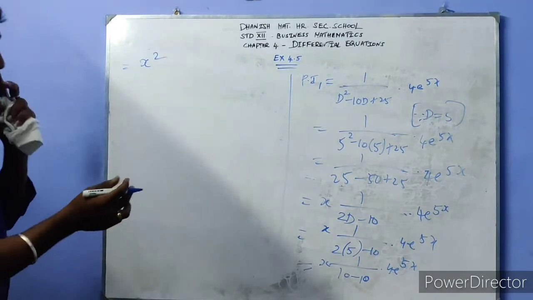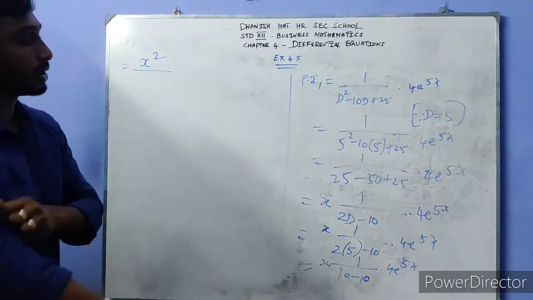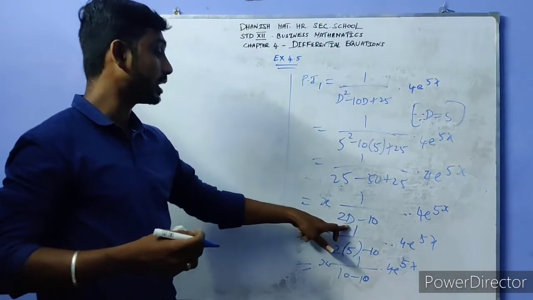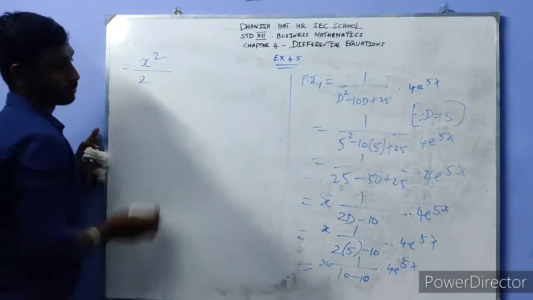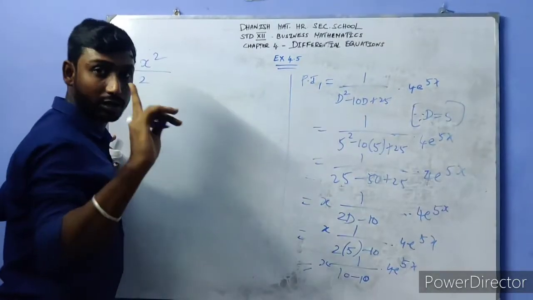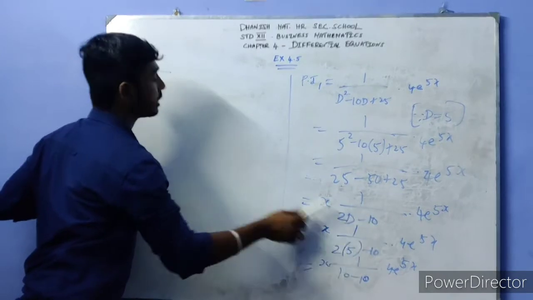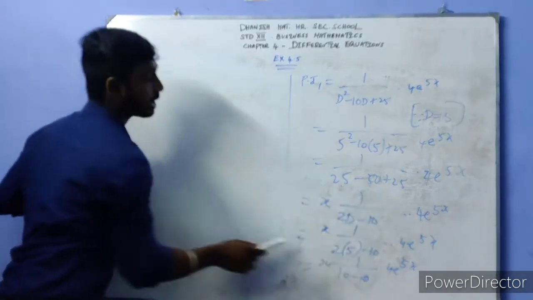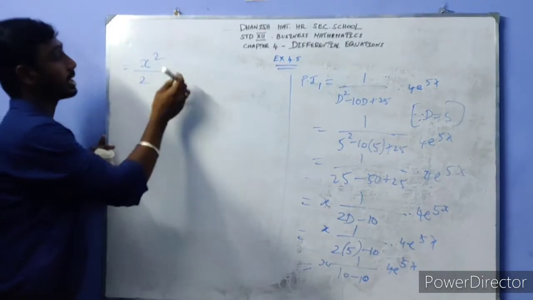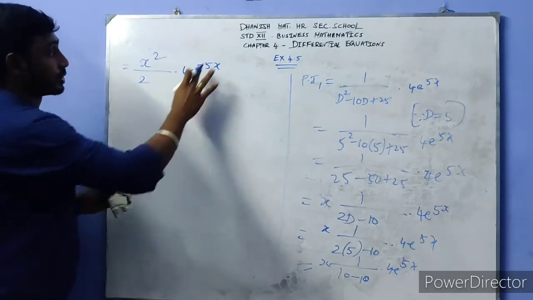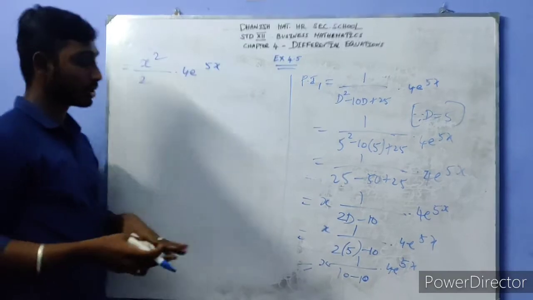Now x square divided by, now we are going to differentiate this equation. You will be getting 2, because the differentiation of D value will be 1. So you will be getting minus 10 here. The differentiation of 2D will be 1. So it will be 0 here. Again 1x will be multiplying here into 4 e power of 5x. Sorry, plus 5x. Understood?